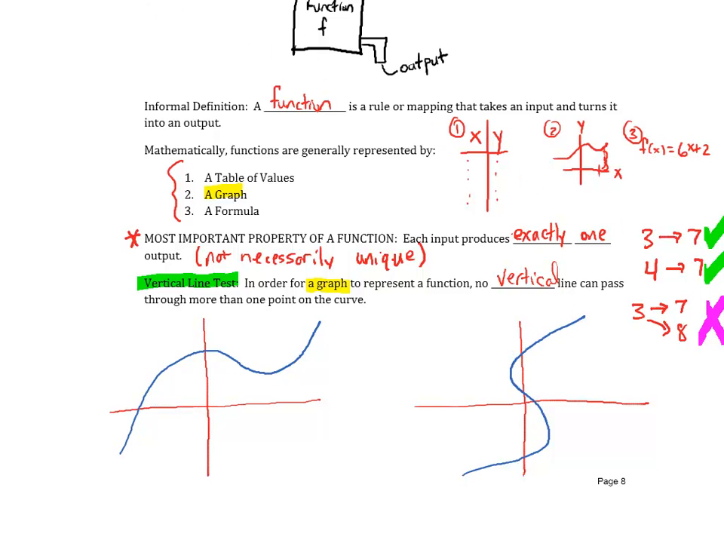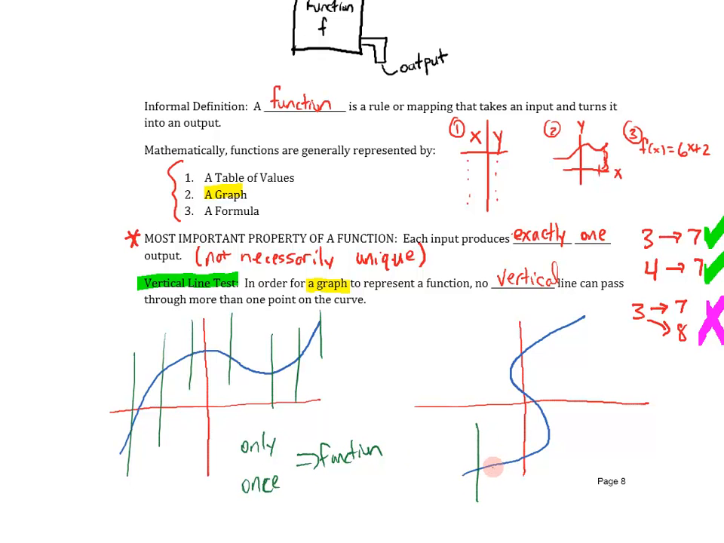The vertical line test says what I'm going to do is draw, or consider, what vertical lines would do if I drew them on this graph. So here's a vertical line. Any vertical line I draw, how many times does it hit? Okay, that means it's a function.